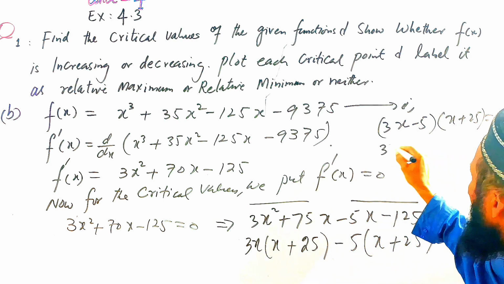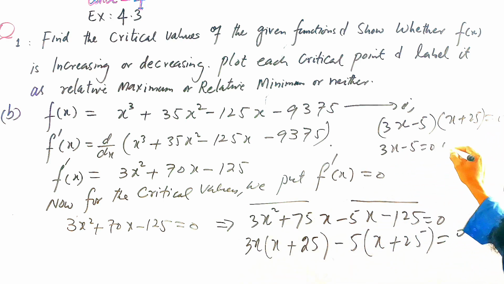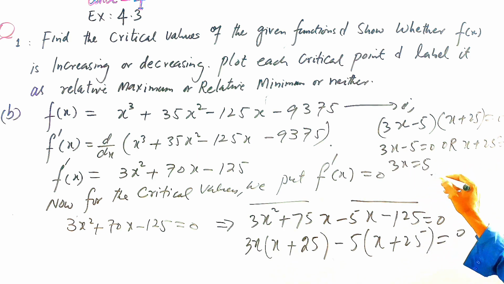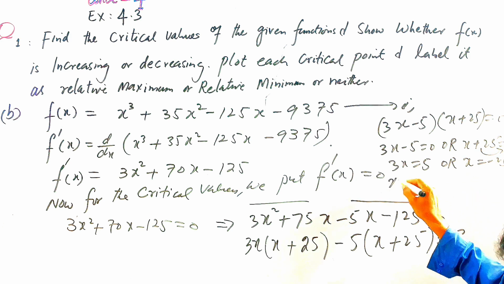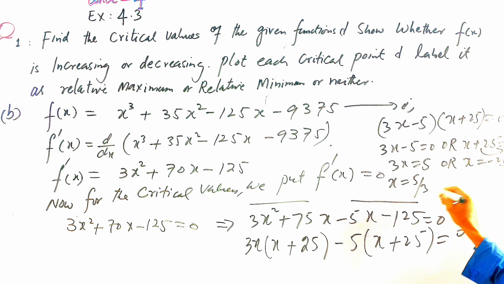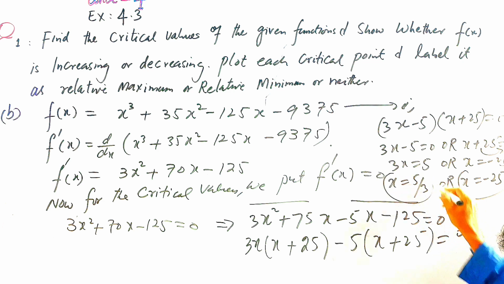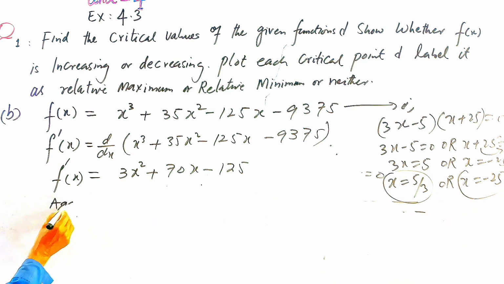It means that 3x minus 5 is equal to 0 or x plus 25 is equal to 0. We get here 3x is equal to 5, dividing both sides by 3, x is equal to 5 by 3, or x is equal to minus 25. So we get these 2 points.